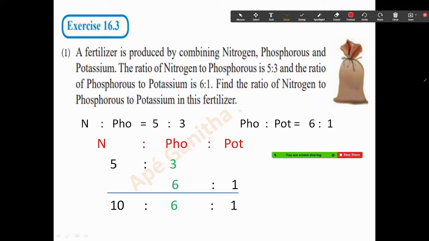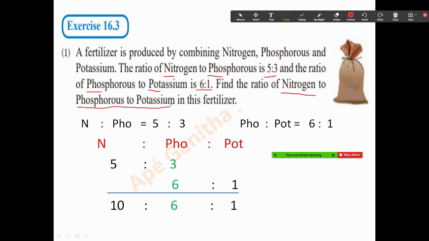Let's see this example. A fertilizer is produced by combining nitrogen, phosphorus and potassium. The ratio of nitrogen to phosphorus is 5 to 3, and the ratio of phosphorus to potassium is 6 to 1. Find the ratio of nitrogen to phosphorus to potassium. That means you have to combine three ratios.